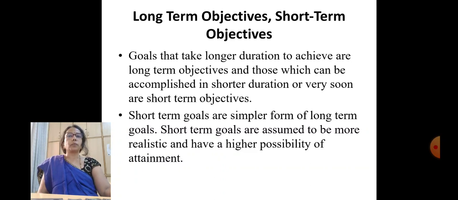Okay, so let me just tell you the difference between goals and objectives. Goals are broad, objectives are narrow, that's what you know. To add to it, goals are general intentions, objectives are precise. Goals are intangible, objectives are tangible. Goals are abstract, objectives are concrete. Goals cannot be validated as is, objectives can be validated.